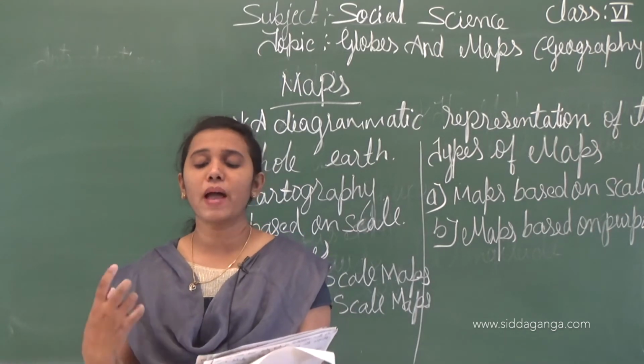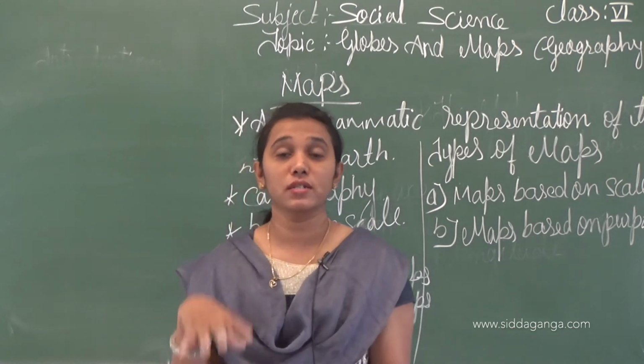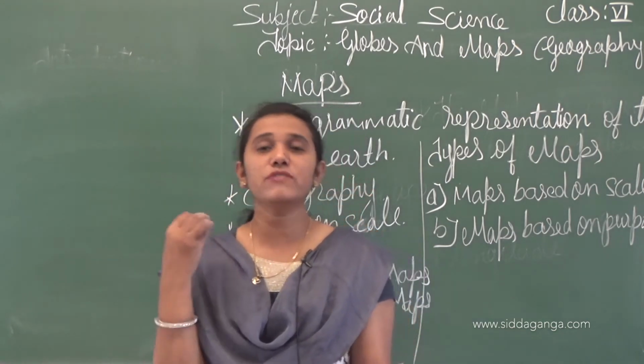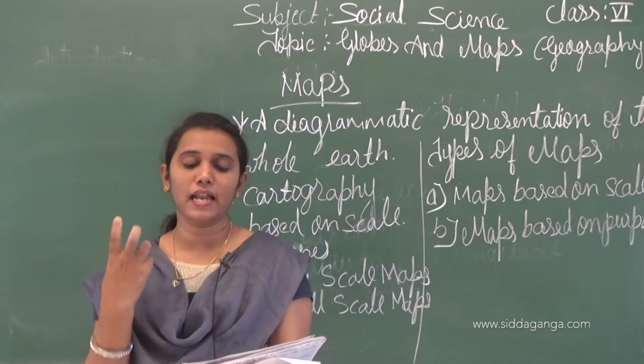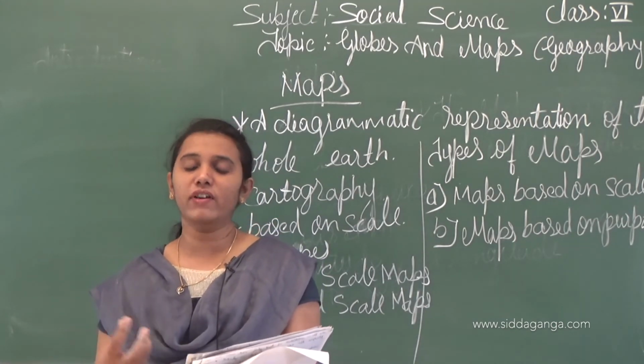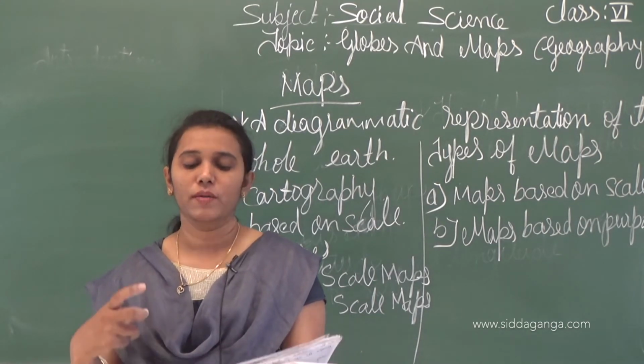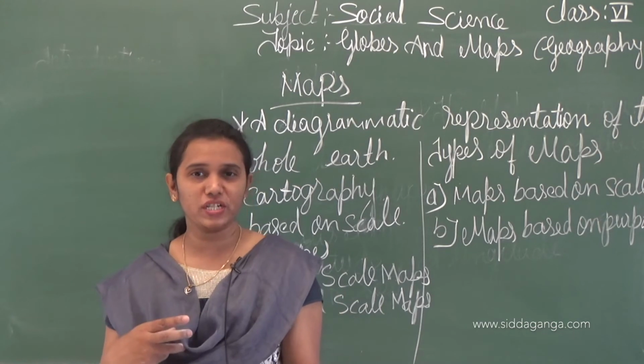Okay, a topographical map shows detail, surface features. It means the land surface, mountains, rivers, etc. will be given in the topographical maps. Topography means geographical features.